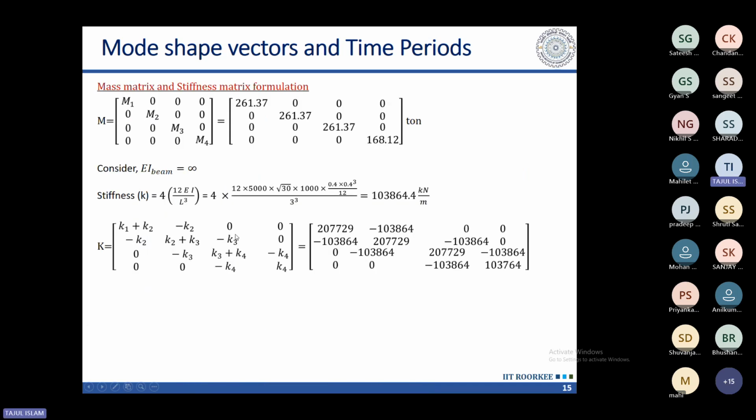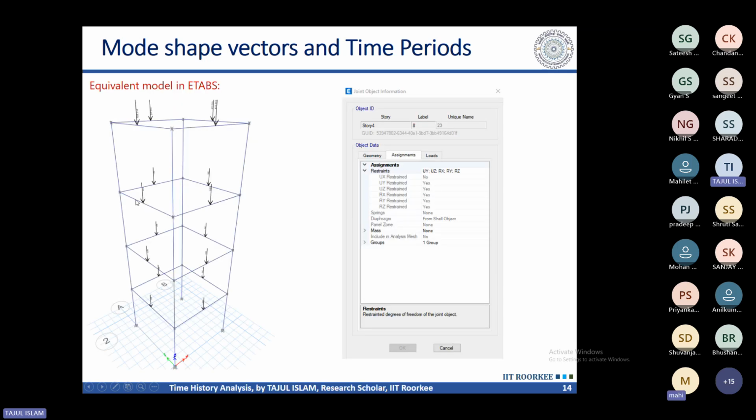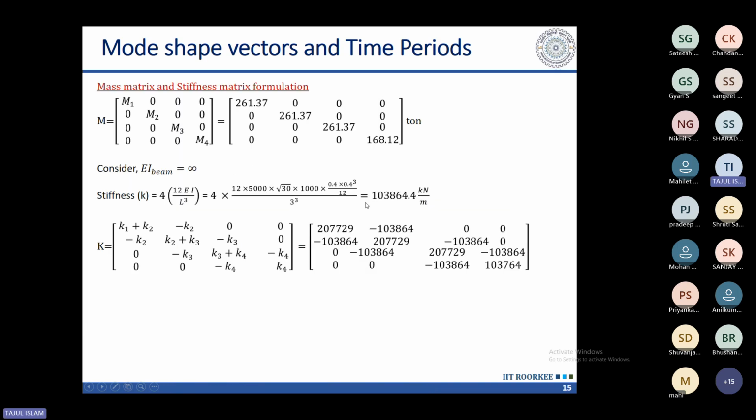So if you have this configuration when only lateral deformation is applied, then you have the stiffness quantity as 12EI by L cube. And in my model, I have a total of 4 columns, so I have to add the stiffness of all 4. So 4 into 12EI by L cube, I am getting this quantity.